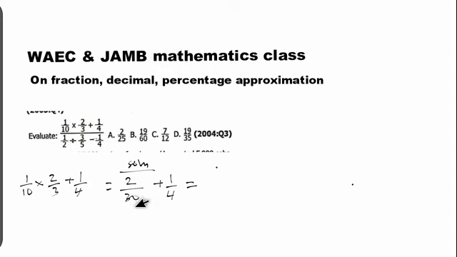And if you look at it, we find the LCM of the denominators. Here we have 30 and 40. To find the LCM of 30 and 40, if you look at it very well, that's 60. The LCM of 30 and 40 is 60. That means we are dividing everything by 60.